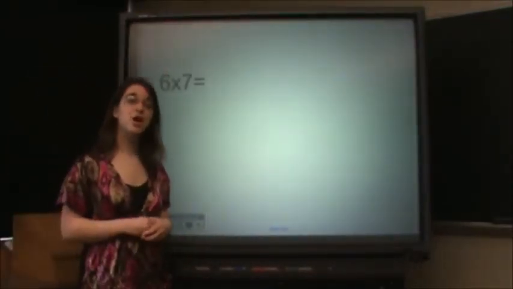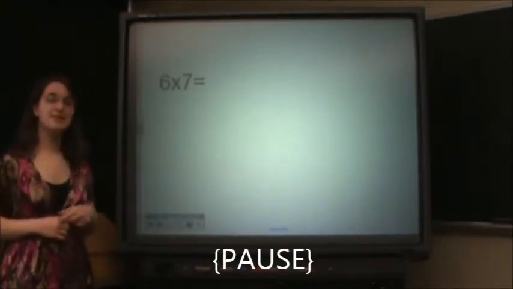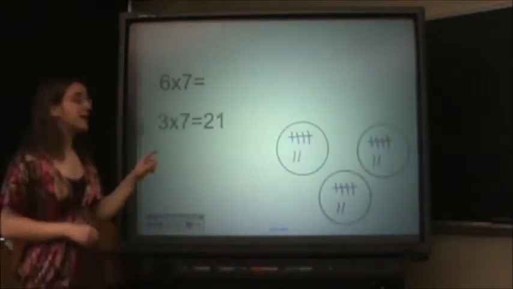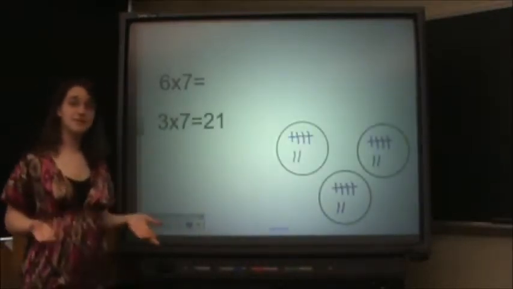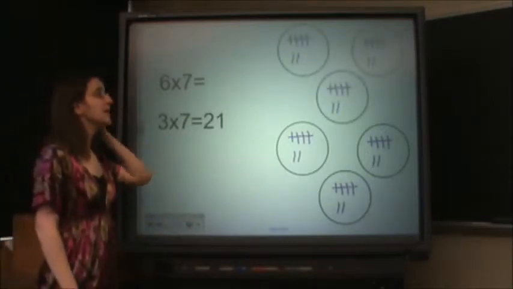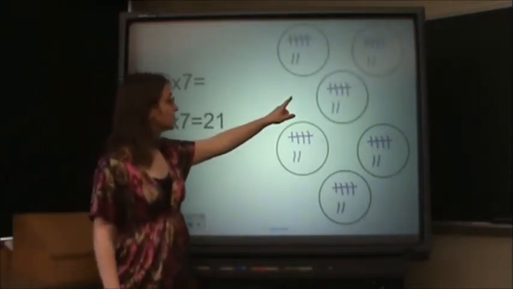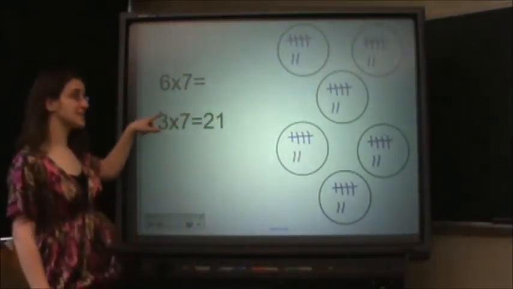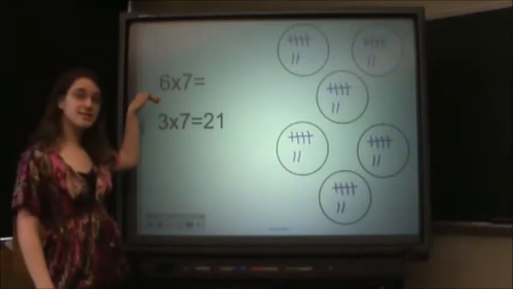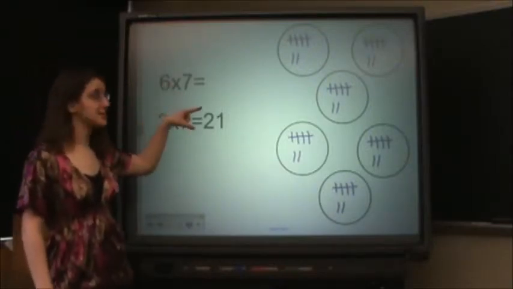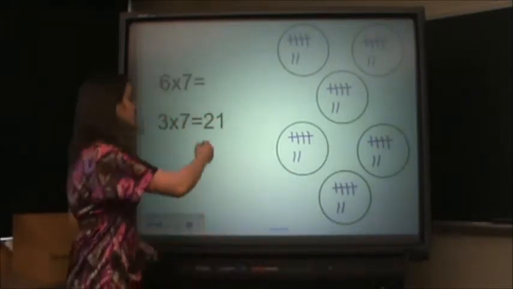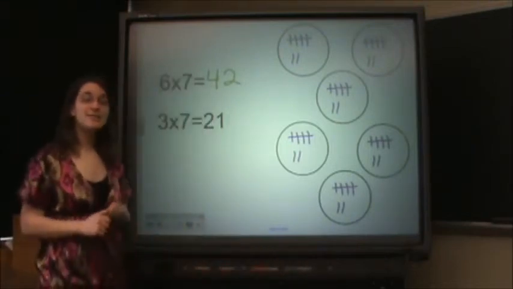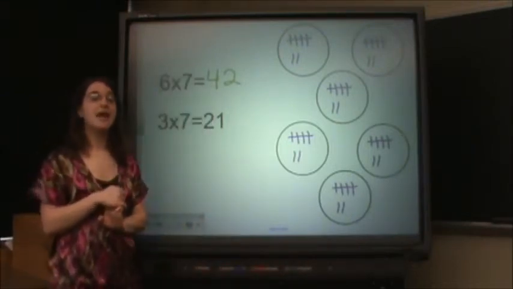I'd like you to try this one on your own now. 6 times 7. Think about what basic fact you know that you can double to get to that. I used 3 times 7 equals 21 because that's what I'm familiar with. And then I doubled it and I got 42 because I had 21, and then I added 3 more sets because I had 3 sets and I needed 6 sets. So I doubled my number of sets with the same number in each set, and that got me 42.